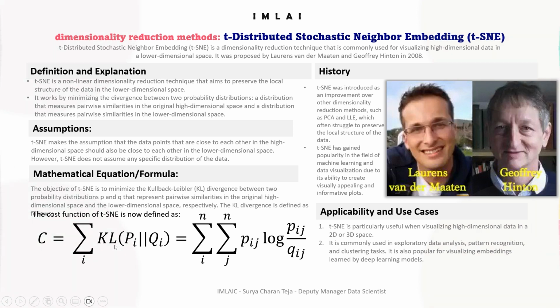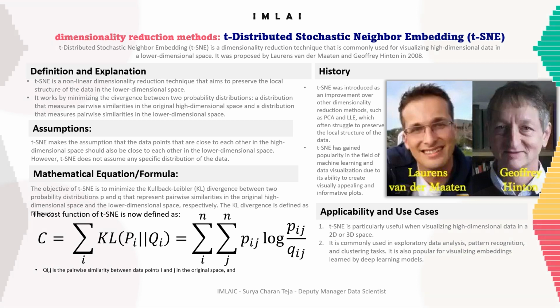So KL of P given Q is equal to the double summation over i, j to n of p sub ij multiplied by log of p sub ij divided by q sub ij. where p sub ij is the pairwise similarity between data points i and j in the original space, and q sub ij is the pairwise similarity between their lower dimensional counterparts in the embedded space. So now let's deep dive into the math part of t-distributed stochastic neighbor embedding, t-SNE.